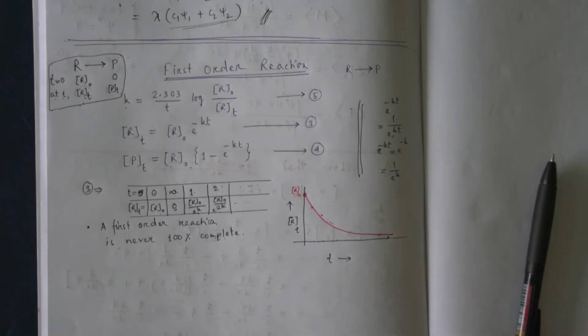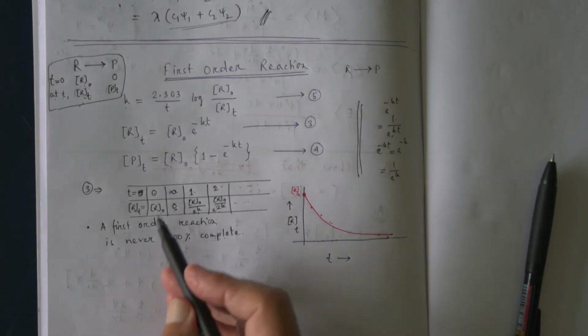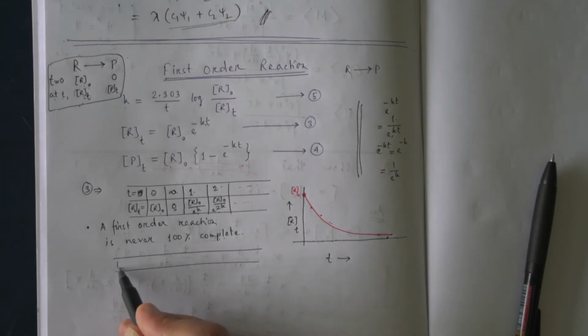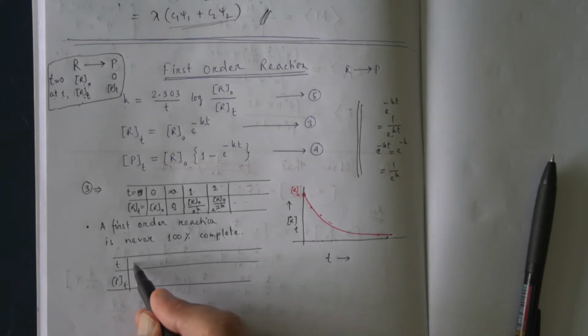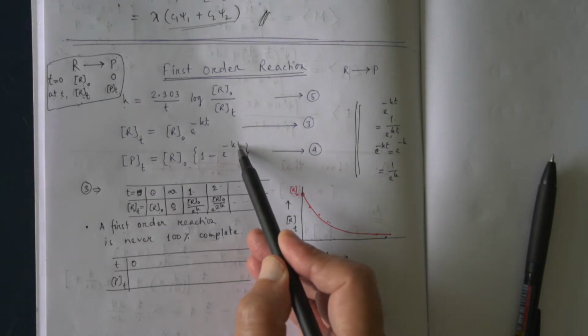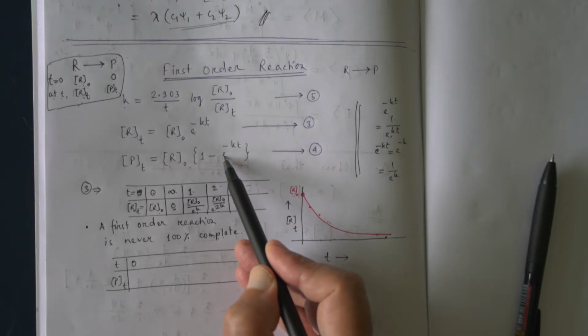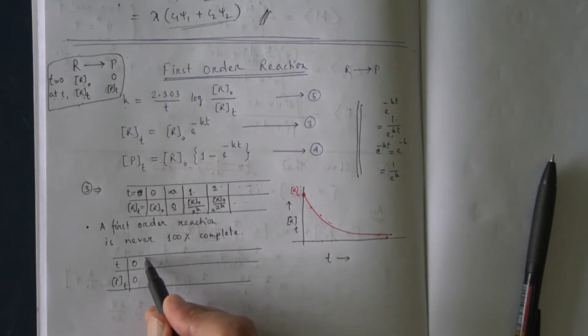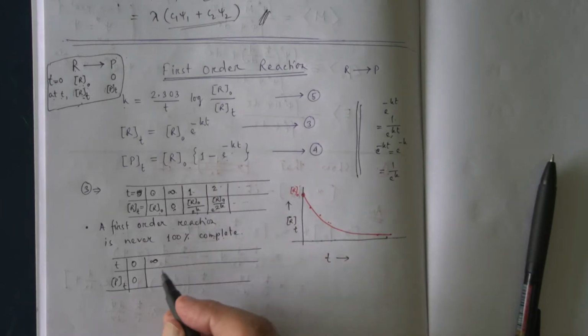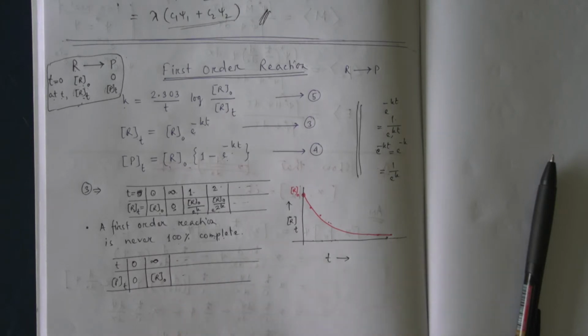Similarly, if we draw a graph for the product, so here you see, say time now PT. Okay, when time is 0, e to the power 0, 1 minus 1 is 0, this becomes 0. Okay, when time is infinity, 1 by infinity is 0, so this will be equal to R naught. Okay, so this and so on.